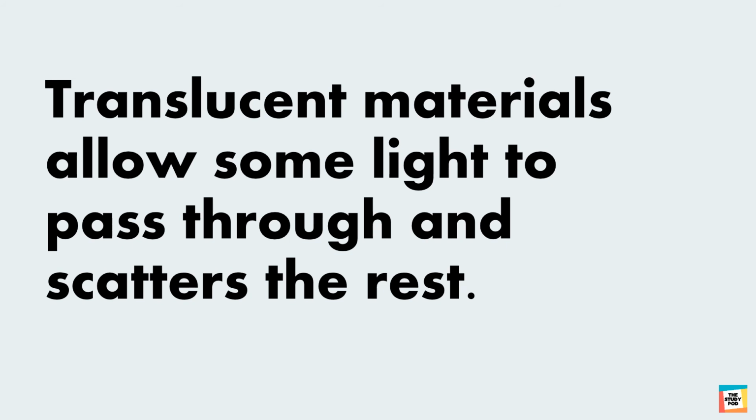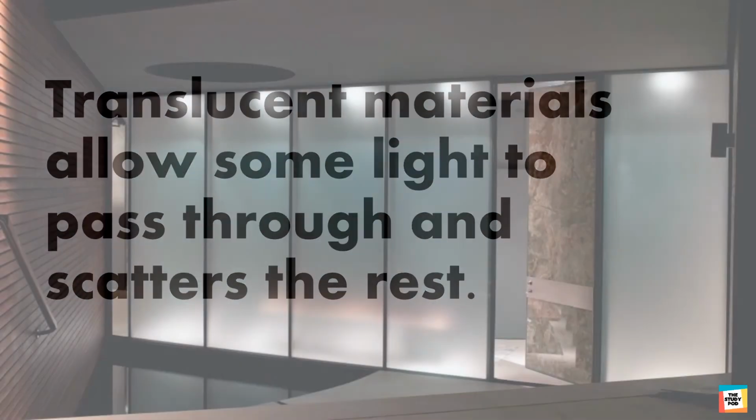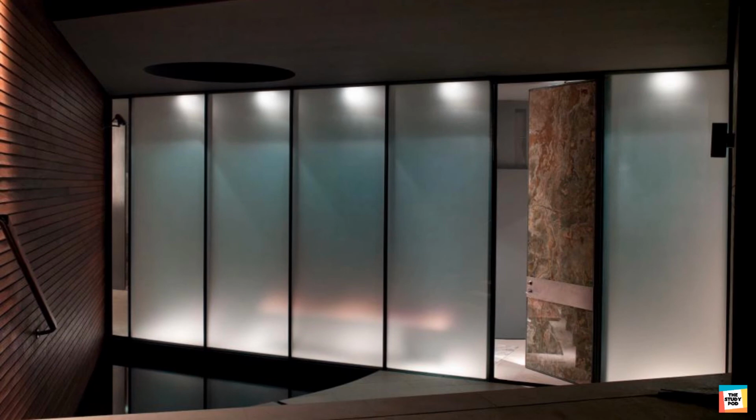Translucent materials allow some light to pass through and scatter the rest. We cannot see clearly through translucent materials. Objects behind translucent materials like frosted glass look blurred. Faint shadows are formed behind translucent objects when light is shone on them.